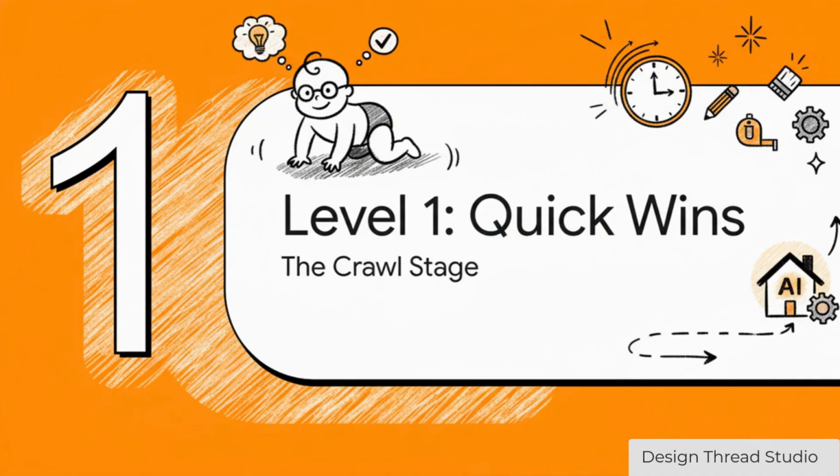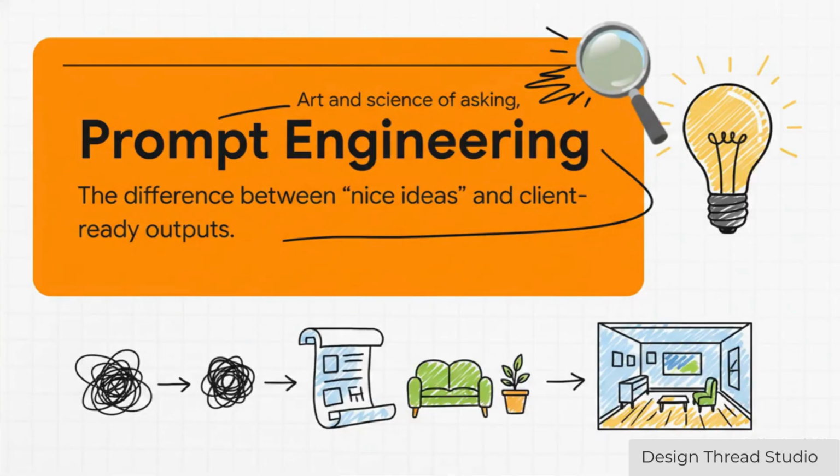First up is level 1, the crawl stage. These are the quick wins, the tools you can start using today and see an impact almost immediately. And you definitely don't need a team of developers to get them going. First on our list is prompt engineering. And please don't let the name scare you.